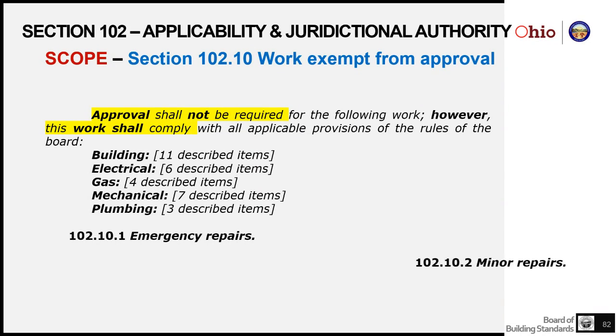Also in 102.10 is the section 102.10.2, which deals with minor repair, and it says that minor repair is exempt from approval. However, whatever that work is, it still has to comply with the applicable provisions of the rules of the board. Now, minor repairs, it may be complying with a previous approval, and not the current rules in the 2017.